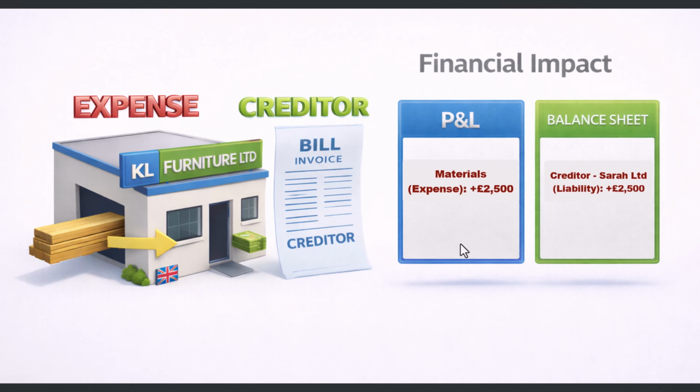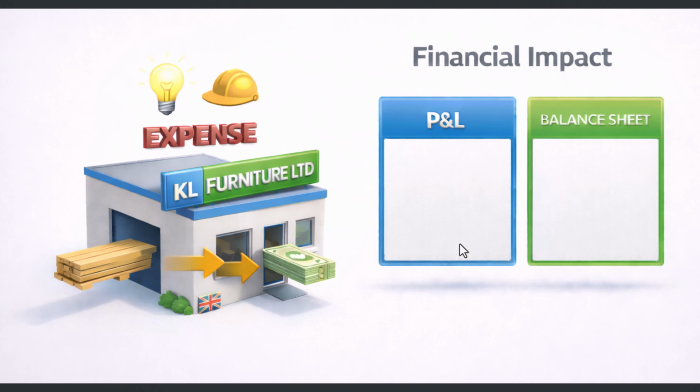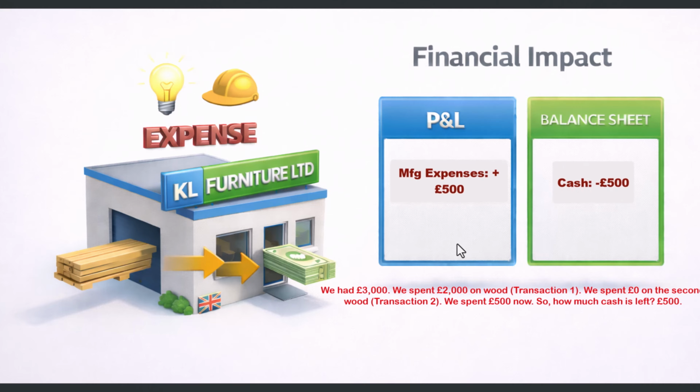Creditor liability to Sarah Limited increases by £2,500. Third transaction. The business pays £500 in wages and utilities. Money goes out, consumed immediately. That is an expense. The result is manufacturing expenses increase by £500. Cash drops to £500. And now, without forcing anything, we already have a profit and loss account forming.